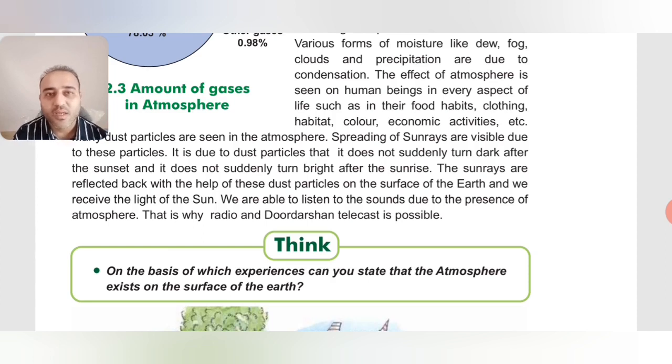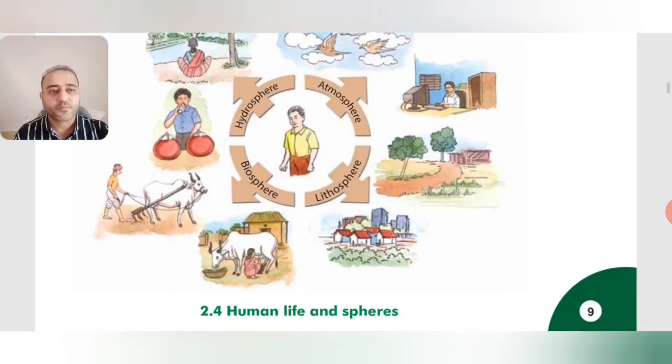As we all know, our satellites are placed in the outer surface of the earth, which is known as space, and from there we are able to get the radio transmissions, and even the telecast of our TV is possible due to those satellites only. Okay, then we'll move further.